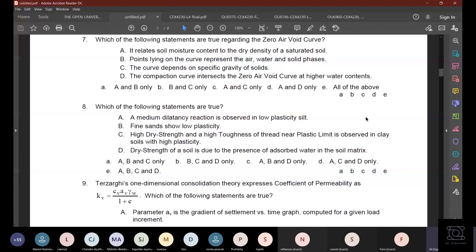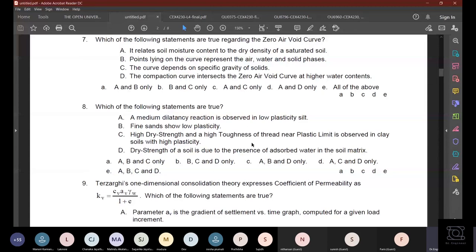Fine sand shows low plasticity. Yes, it's possible. And high dry strength and high toughness of thread near the plastic limit is observed in a clay with high plasticity. Yeah, we know when plasticity is high, there is high dry strength and high toughness. Statement C is also correct.